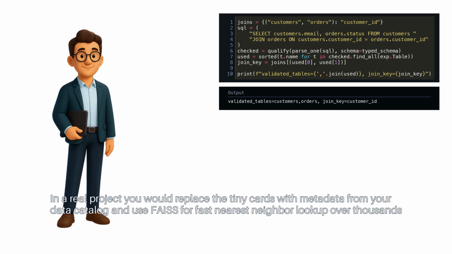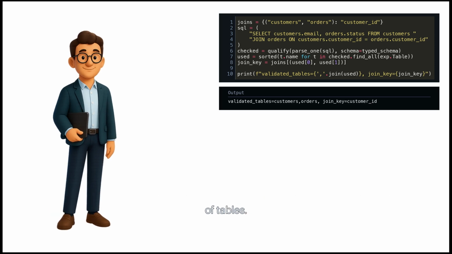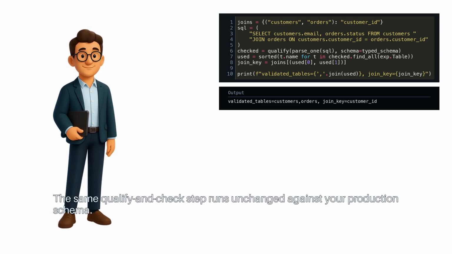In a real project, you would replace the tiny cards with metadata from your data catalog and use FAISS for fast nearest neighbor lookup over thousands of tables. The same qualify and check step runs unchanged against your production schema.